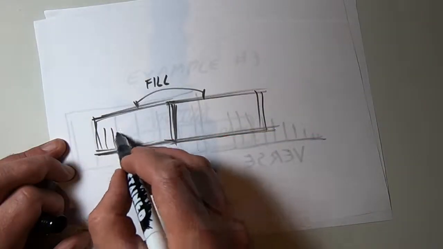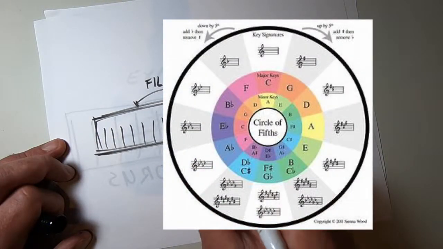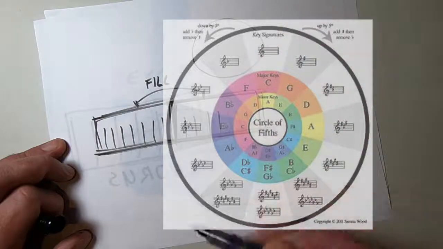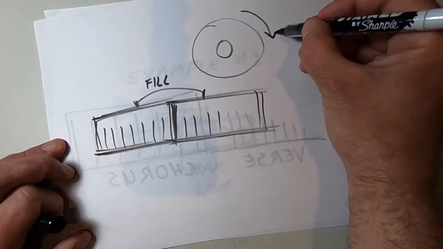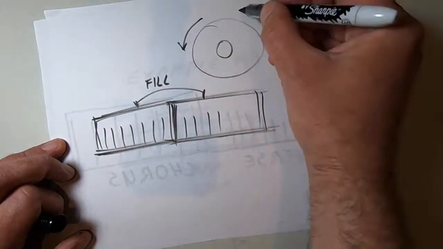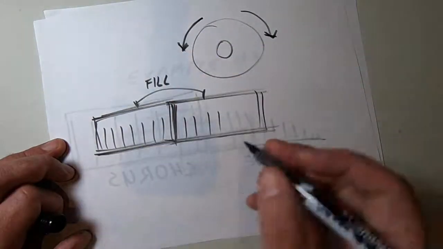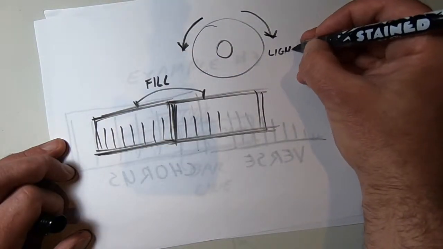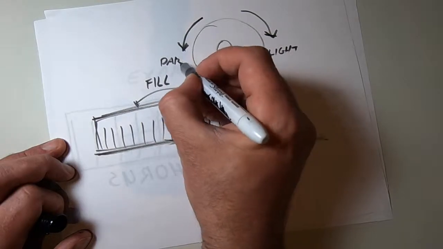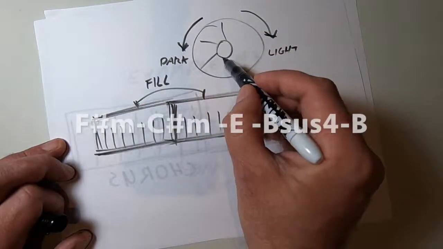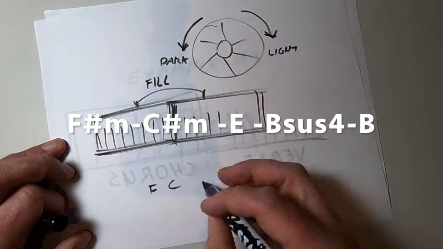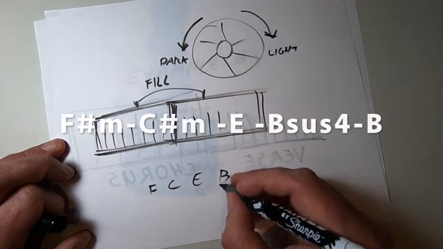I would also like to note that I referenced the circle of fifths to write this chorus. I wanted to write a brighter chorus, so if you go clockwise on the circle of fifths, it gets brighter, and if you go counterclockwise, it gets darker. I had to write a new part to transition into, and this part has the following chords: F sharp minor, C sharp minor, E major, B sus4 going to B.